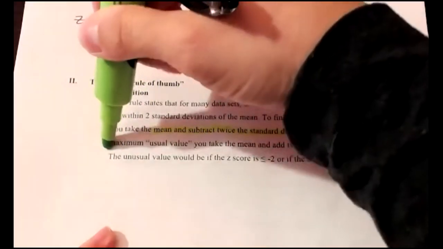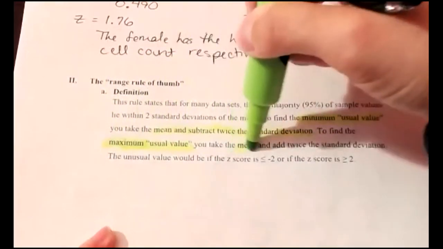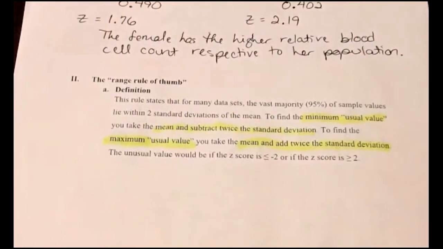Perfect. Notice what I'm highlighting. You may want to do the same thing. To find your minimum usual value, like what's typical, take the mean and subtract twice the standard deviation. To find the maximum usual value, take the mean and add twice the standard deviation. Anything within those bounds is usual, typical, boring. It seems very commonplace. Anything outside of that would be rare, okay? Unusual. And we'll use that language, unusual versus usual. Let me draw a diagram so that you can have a visual so you can understand what I mean.